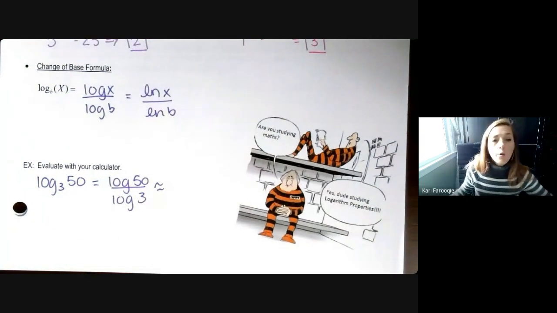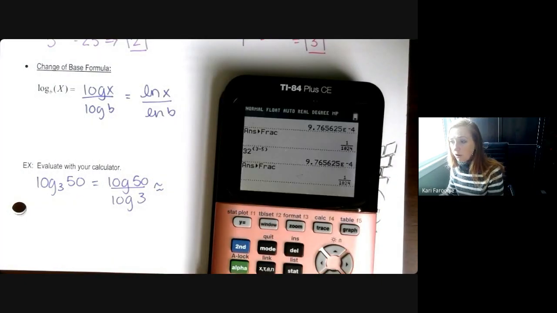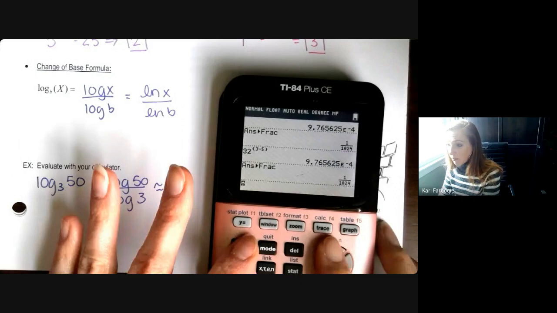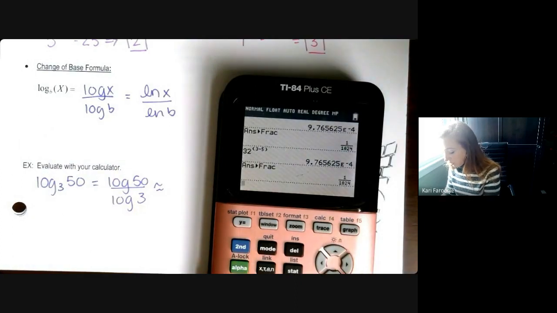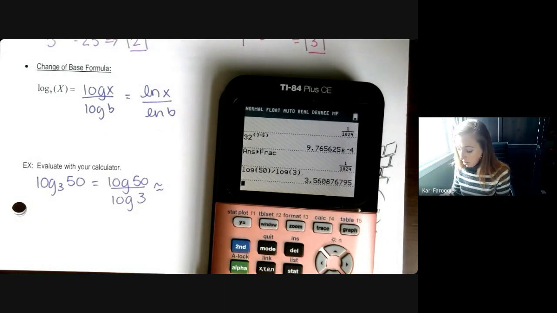Now, we're going to be really careful with our parentheses here when we enter something like this into our calculators. So let's say I wanted to enter the log of 50. I'm going to make sure I close off that parentheses before I divide by the log of 3. And I get approximately 3.561.